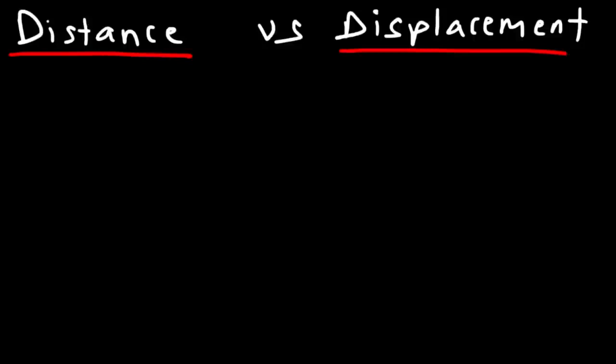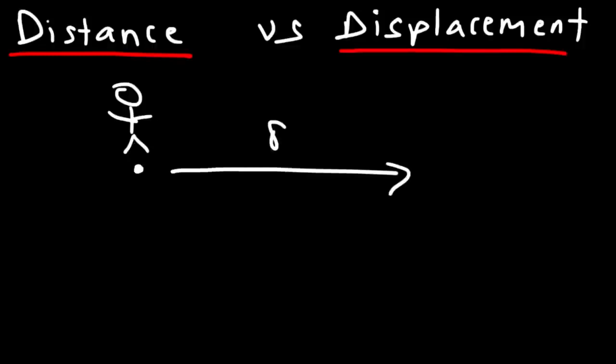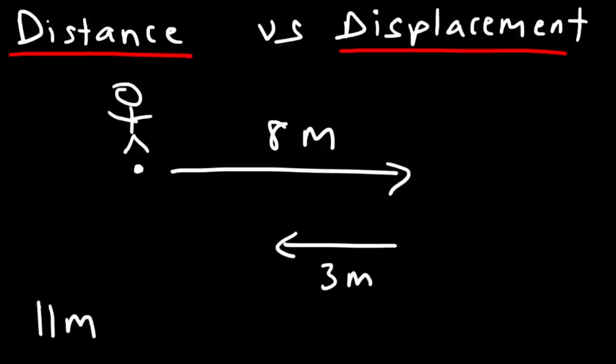So let me give you an example that distinguishes distance and displacement. So let's say if you have a person, let's say John, and he's at this position right here. And he decides to walk, let's say, 8 meters east. And then he turns in the other direction and travels, let's say, 3 meters west. The total distance that John travels is 8 plus 3, or 11 meters. However, his displacement is not 11, but rather his displacement is 5 meters.